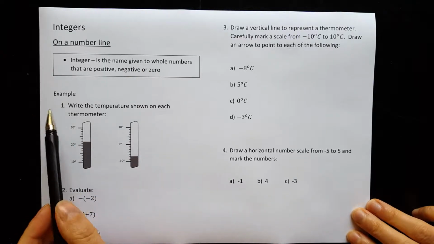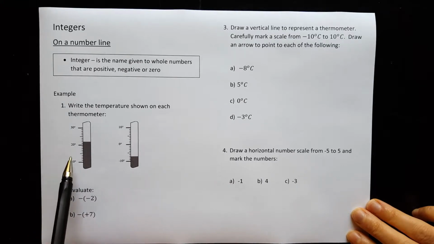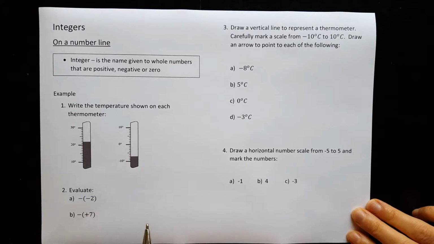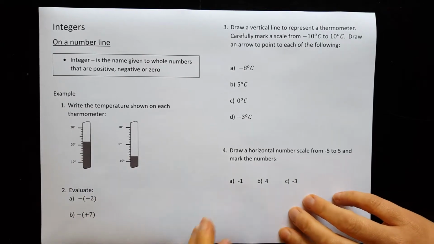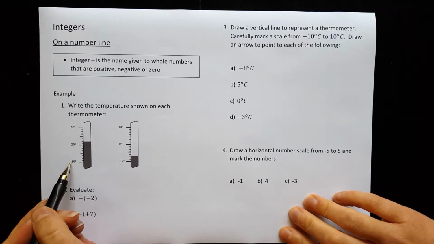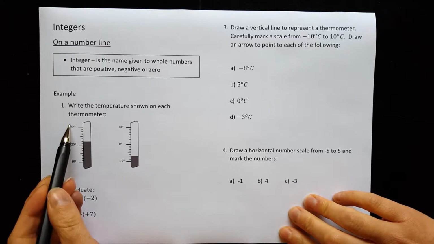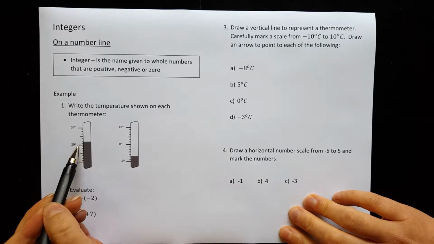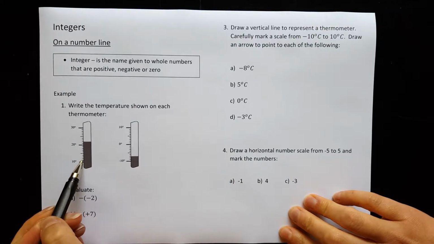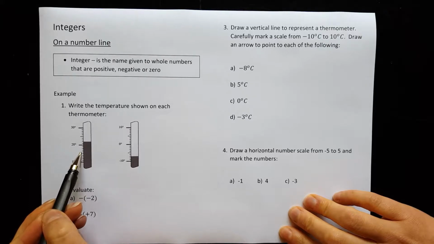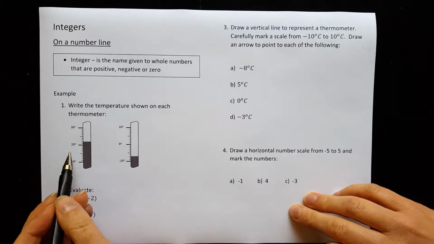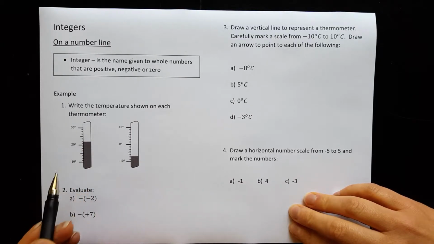So in the examples, first of all, here we have some thermometers. It says write the temperature shown on each thermometer. So first of all, we have to have a look at the scale. We have 10 degrees, 20 degrees, 30 degrees. In between here, if I count, I have 1, 2, 3, 4, 5, 6, 7, 8, 9, 10. So each one of those little lines is 1 degree.